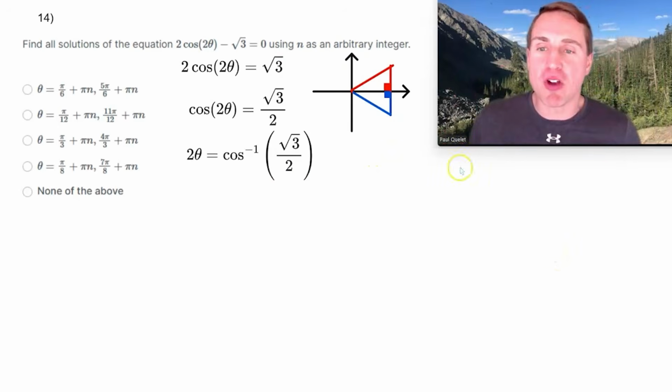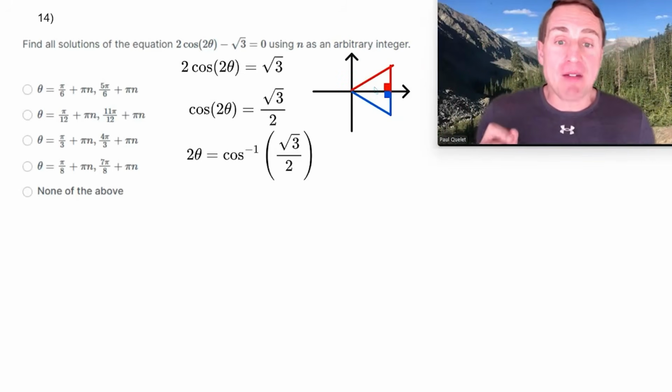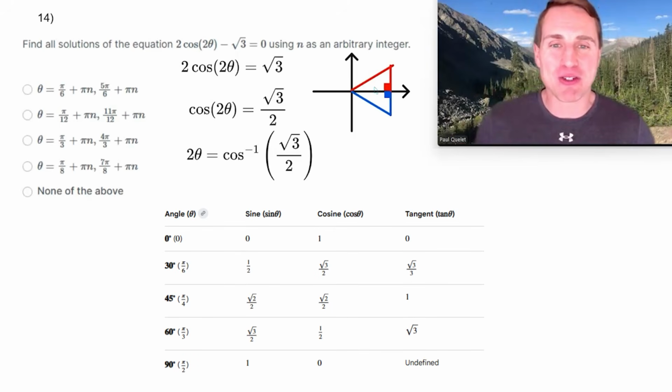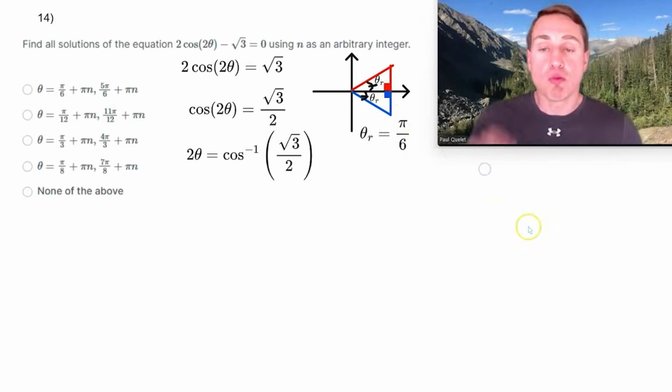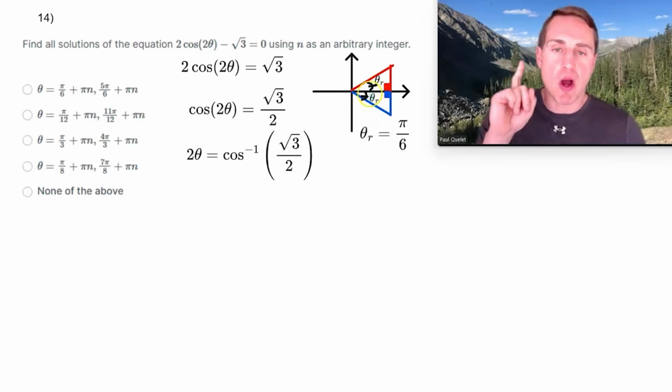Okay, so we have these right triangles drawn. Notice that one of them is in quadrant 1, the other's in quadrant 4. That is, they're both going to have the same reference angle. Now, hopefully you know this from your special angles in trigonometry. When you have inverse cosine of square root of 3 over 2, that's exactly a 30-degree angle or pi over 6 radians. So theta r, this reference angle, is pi over 6 radians, no matter if you're in quadrant 1 or 4.